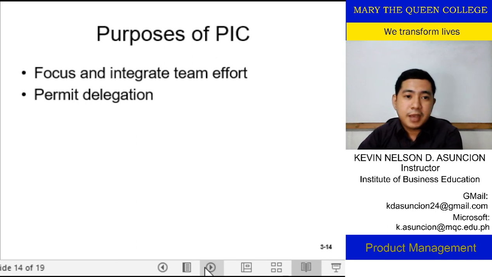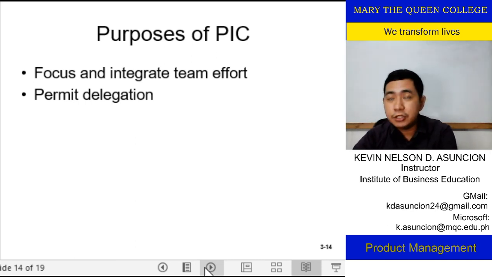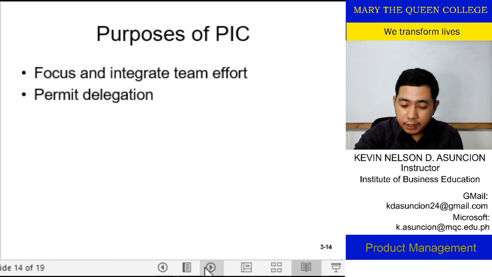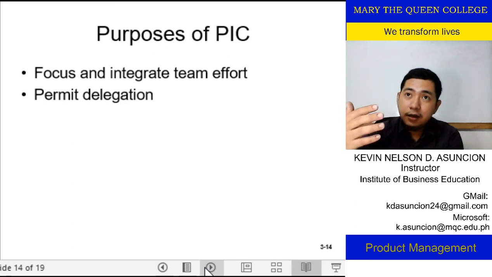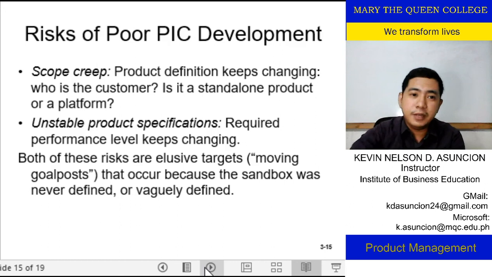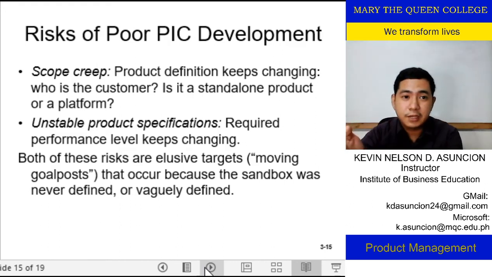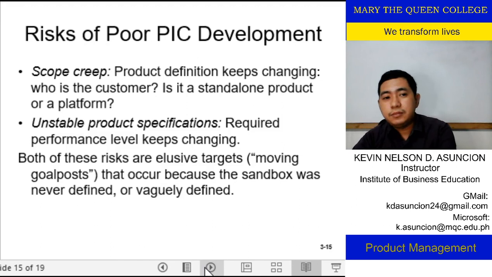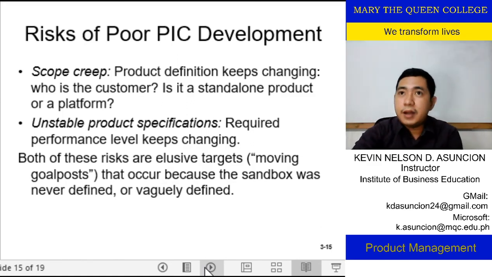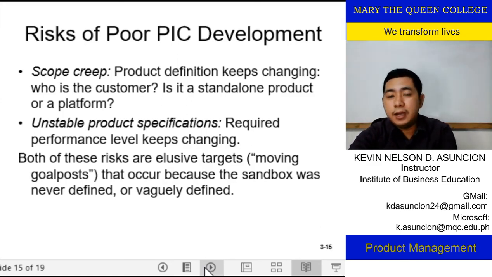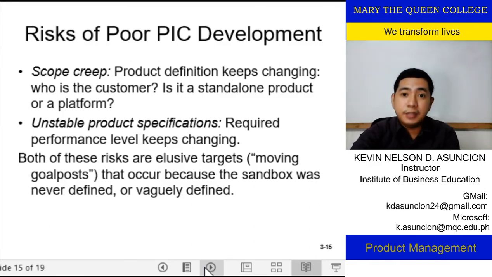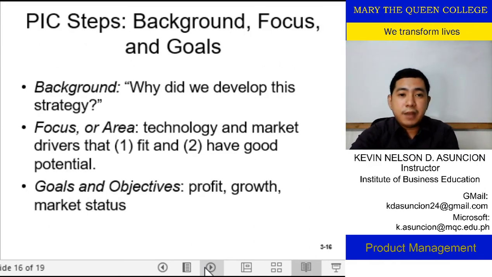So the focus of your PIC is to integrate team effort and permit delegation. So kumbaga, ito yung blueprint ng isang product. So ano yung sinusundan? Yung mga aspirations of the company. Risk of poor PIC development, of course. If hindi malinaw yung PIC mo, yung buong team mo will not be heading to the same direction. Parang sa bangka, pag hindi sabay-sabay sagwan, babagal ang galaw at pwedeng it will head in another direction. Okay? So PIC: background, focus, and goals.